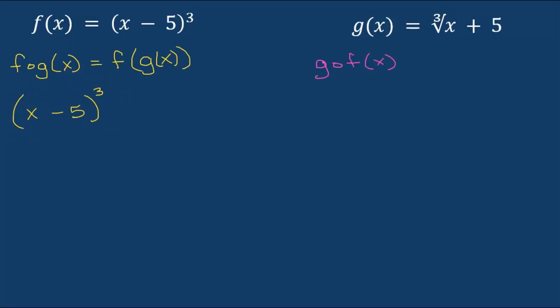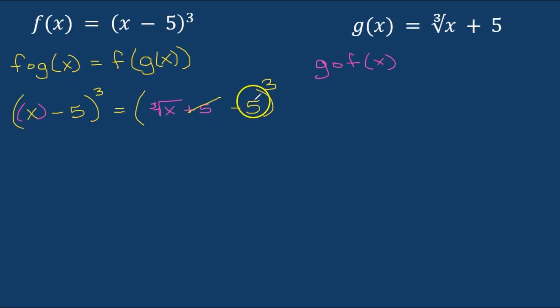Everywhere that we see x, we're going to plug in g of x. That means we're rewriting the function here with g of x in parentheses. Since there's nothing in front of this parentheses, we can disregard it. If it's easier, we can even erase it.